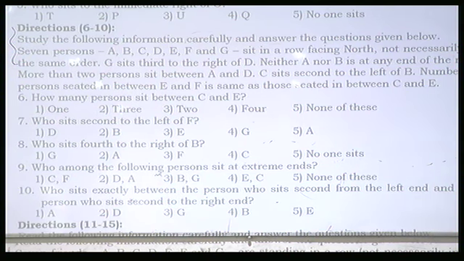The number of persons seated in between E and F is the same as those seated in between C and E. Clear? That means if 1 person is in between E and F, between C and E there must be 1 person. If 2 persons in between E and F, 2 persons must be in between C and E. If 3 in between E and F, 3 must be in between C and E, and so on. Isn't it?